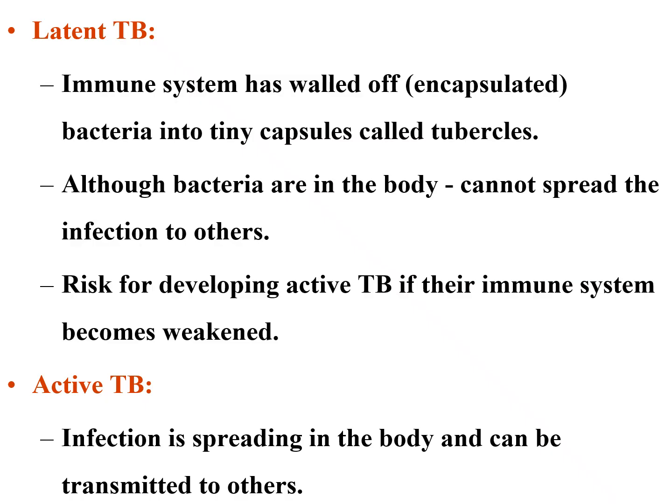So if our immune system, let's say, for example, is actively working, fighting off a disease process and is distracted, or if our immune system is immunocompromised for whatever reason, let's say, for example, because of chemotherapy treatment or radiation therapy treatment, or because of steroid therapy treatment, well, then there is a risk for developing active TB if their immune system becomes weakened. Now, when someone has active TB, the infection is spreading in the body and it also can be transmitted to others.